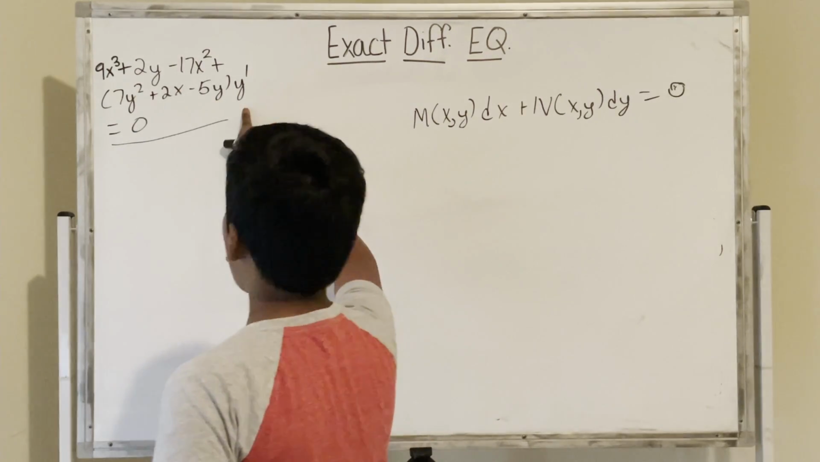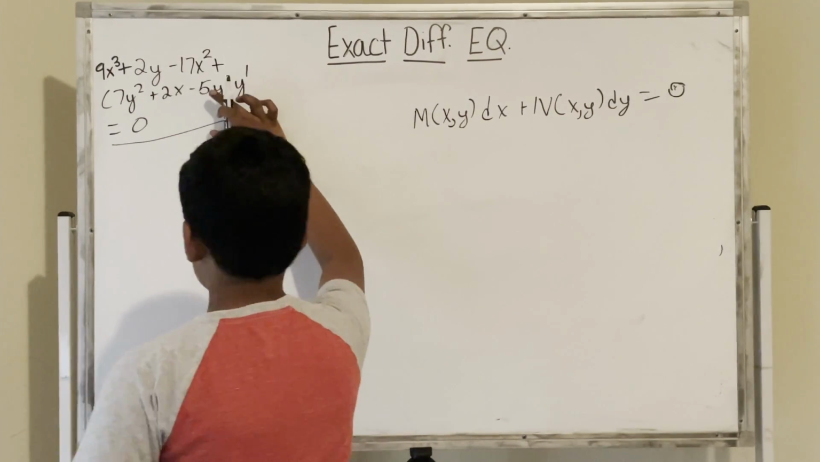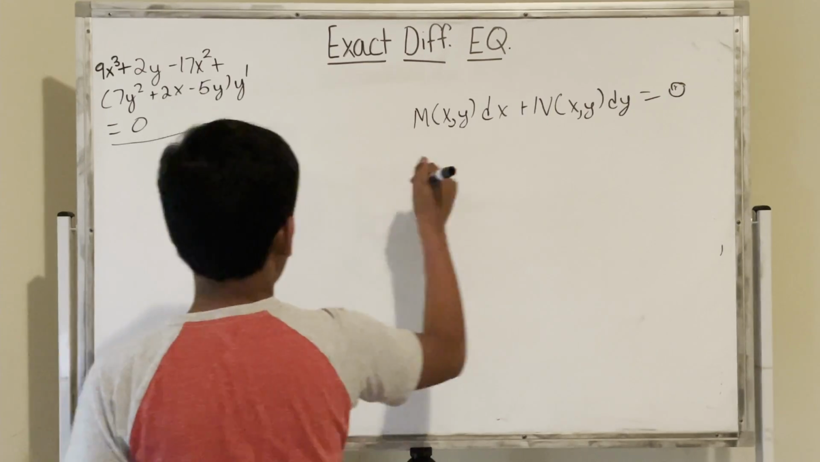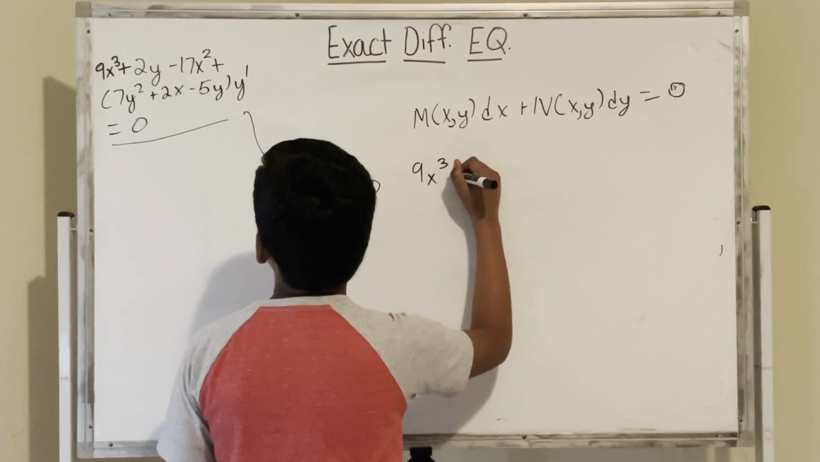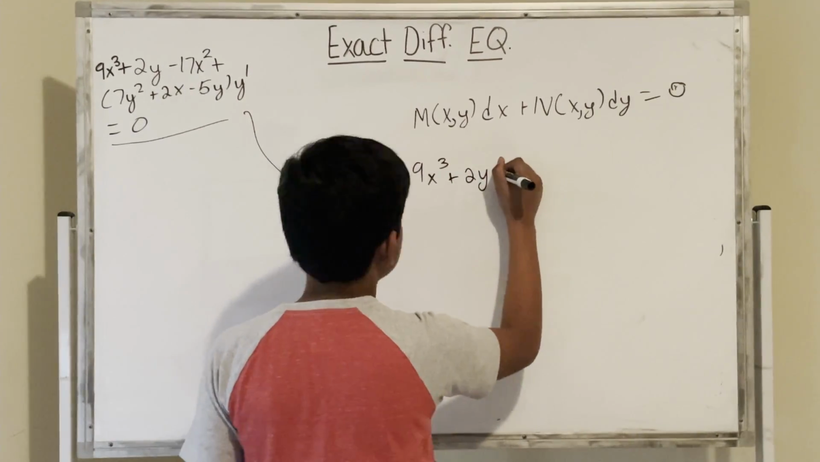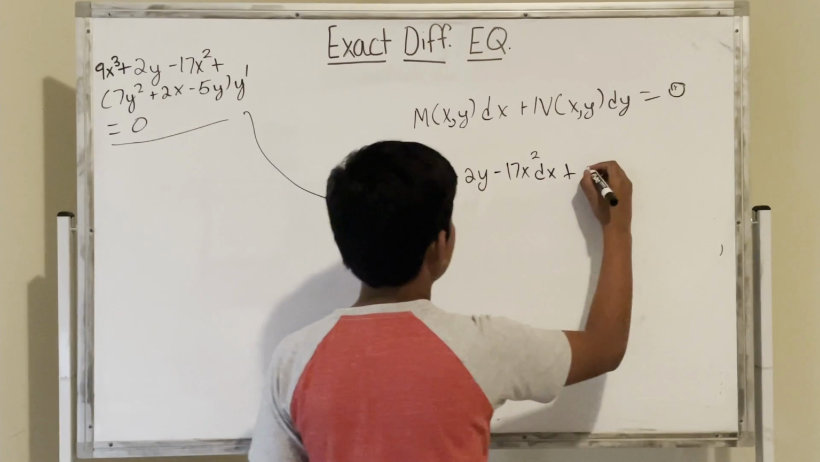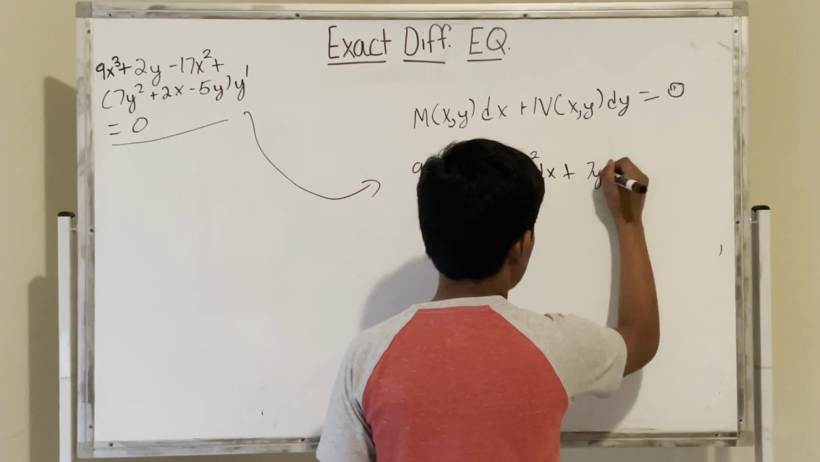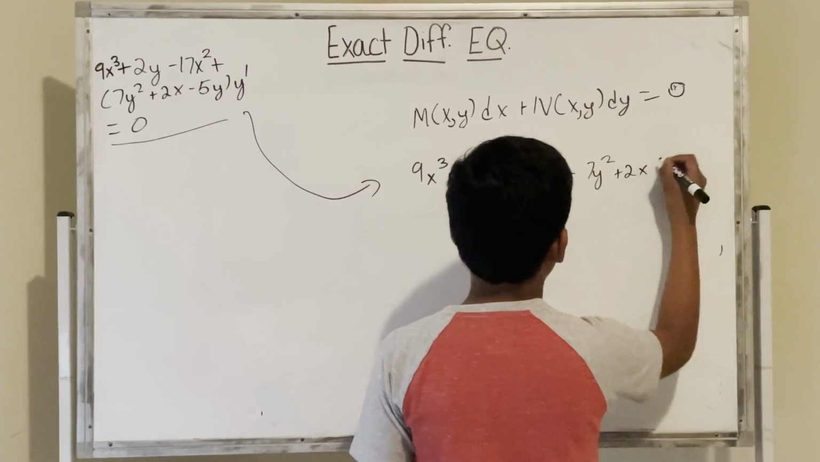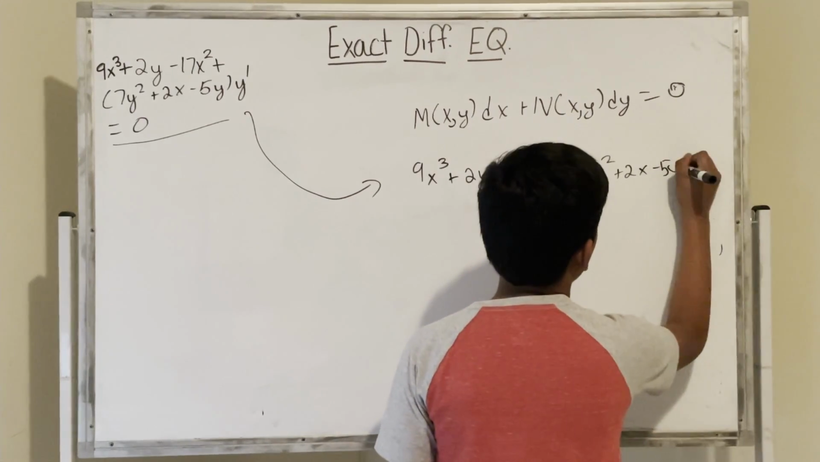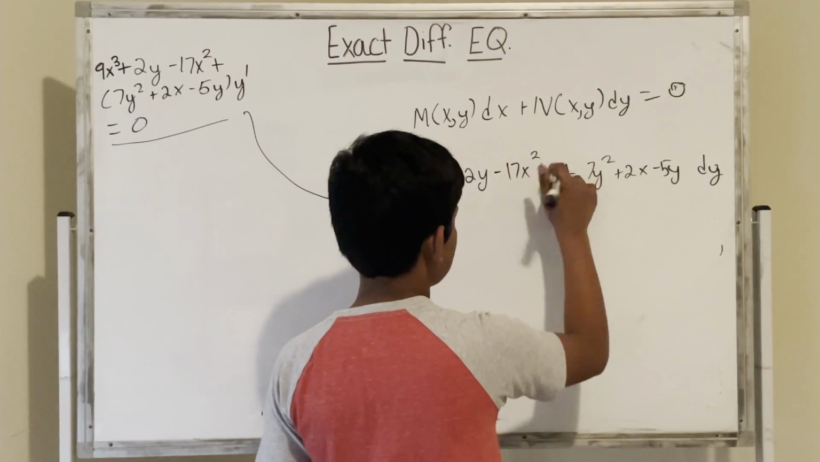Remember, though, if we put a y prime over here, we can take the dx and put it for the M of x y term, and the dy and put it for the N of x y term. So we can rewrite it over here: 9x cubed plus 2y minus 17x squared, and then we can put the dx over here, plus 7y squared plus 2x minus 5y, and then dy. And we can put a space over here just to say that we're not multiplying it, we're just differentiating with respect to x, so dx.